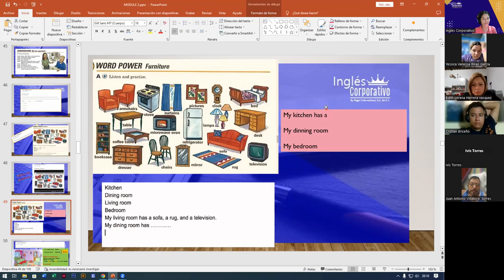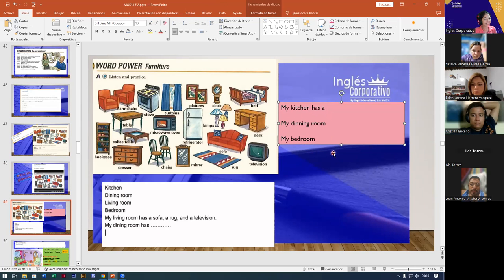Let's start here. Let's see, Jessica Rivas, let's start. Describe what your kitchen has. My kitchen has a stove and refrigerator. A stove, a refrigerator. And pictures. And pictures, excellent. Thank you, that's good. Okay, continue.